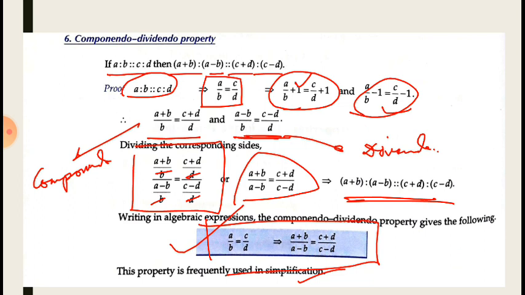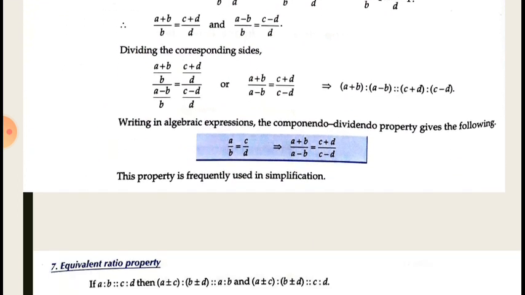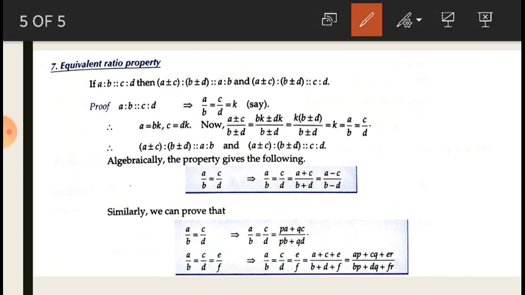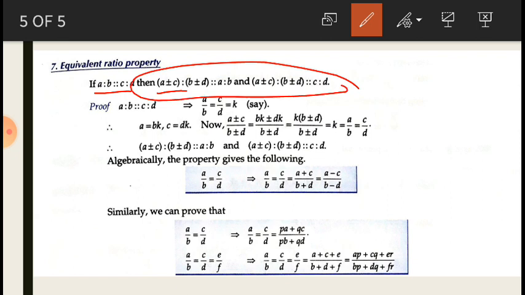Another thing is the equivalent ratio property. This is a quite important property of proportion: if a is to b is proportional to c is to d, then a plus minus c is to b plus minus d is also proportional to a is to b, and also for c and d. Here is the proof: a is to b equal to c is to d. If you take a by b equal to c by d, this is equal to k, where k is a constant.